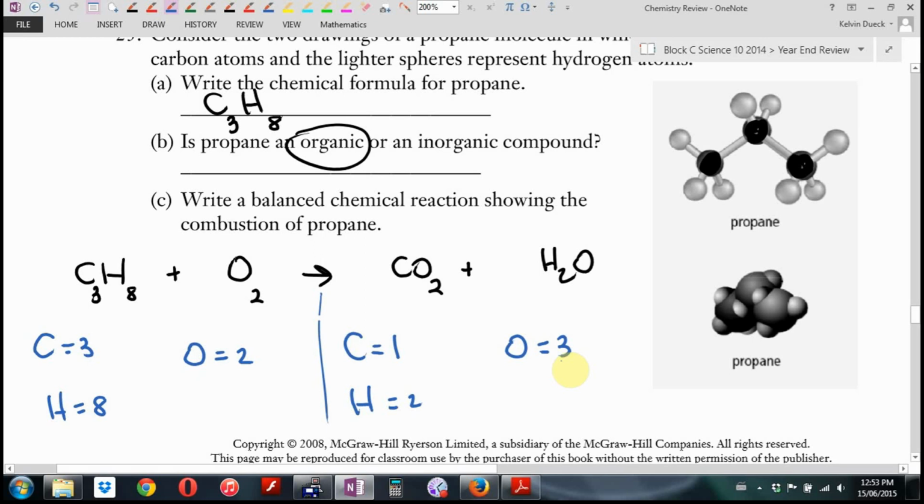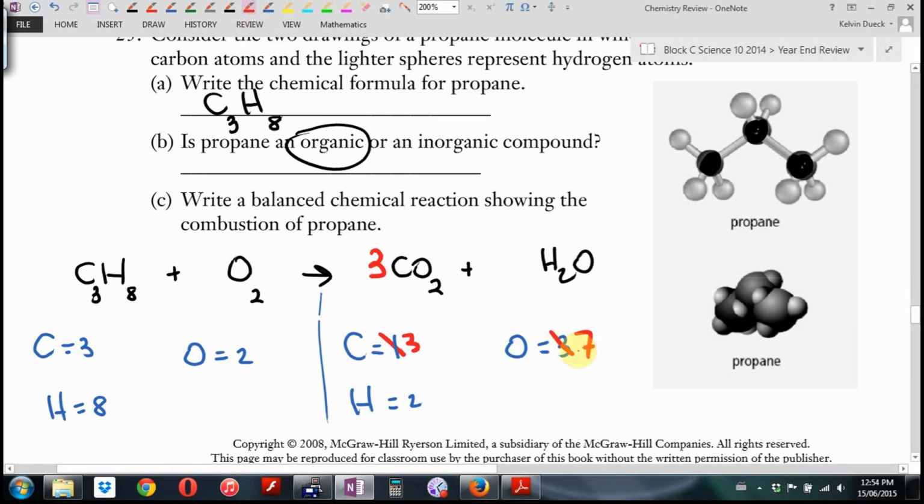I'm going to start with carbon. How many carbons on the left? How many carbons on the right? How can I fix that? Put a 3 right here. That gives me 3. Oh, but that also changed how many oxygens, because now I have 6 plus 1.